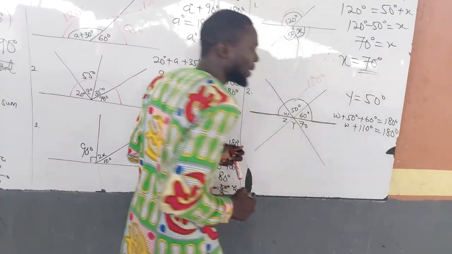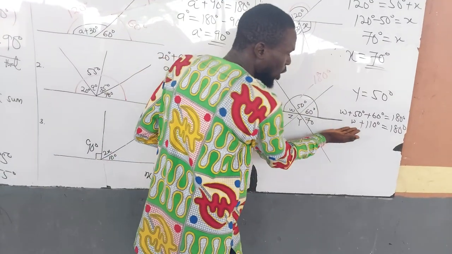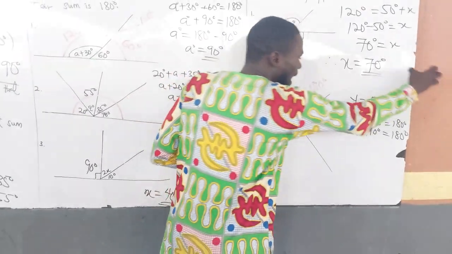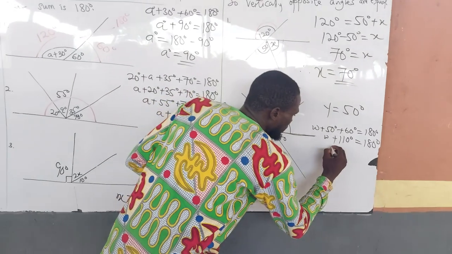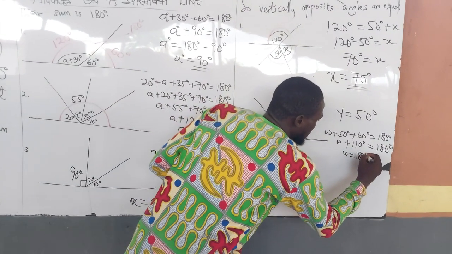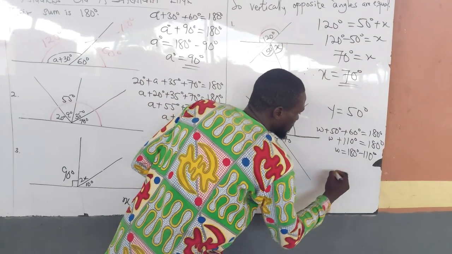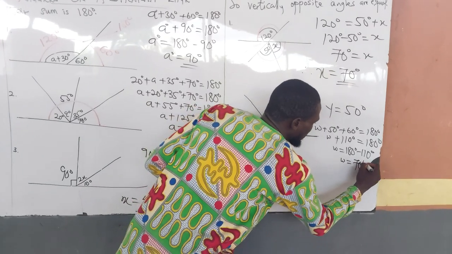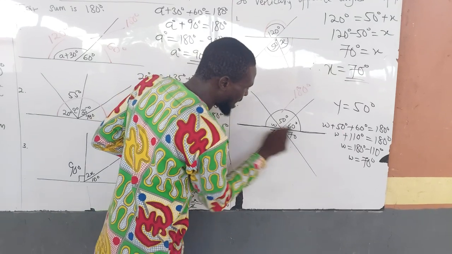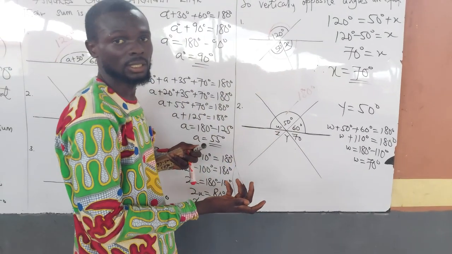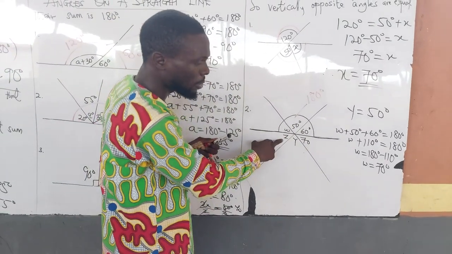So my W plus this. Now we want W. What do we do? We group like terms by taking the 110 to this side, giving you W is equal to 180 degrees minus 110. So W is what? 70 degrees. So one can see clearly that this and this, they are vertically what? Opposite.